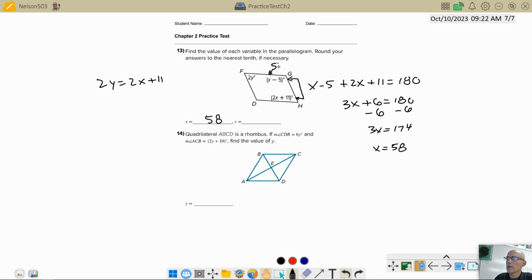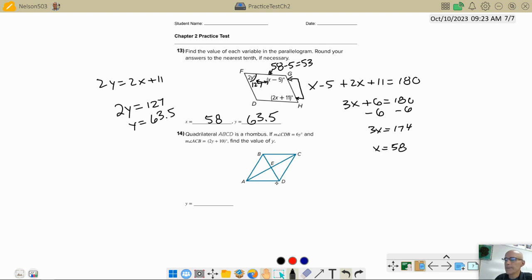So I'd have 58 minus 5, which is 53. This angle right here is 53. These two here equal 180. So I need 127 more for this angle. This angle right here is 127. So I got to set 2y equal to 127. 2y equals 127. And I divide by 2 and I get 63.5. So this guy right here is 63.5.